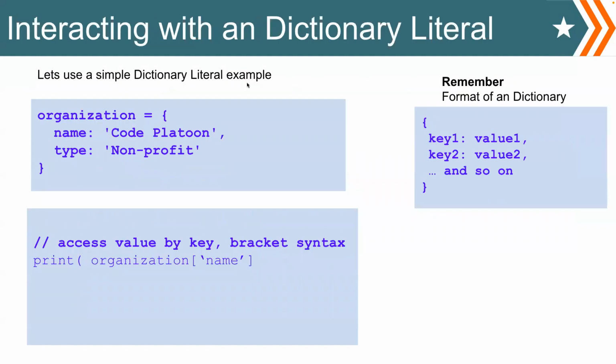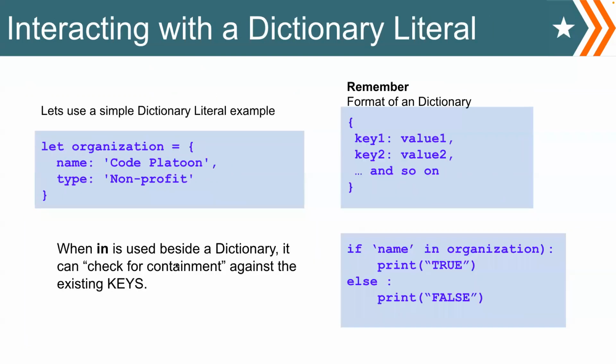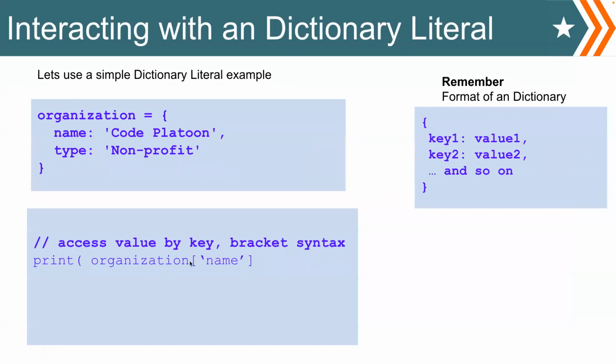All right, so let's use an example using a dictionary literal. Organization. So the organization has a name and a type. So Code Platoon, and it's a nonprofit. So we need to remember the format. In the format of a dictionary, we have the key and a value and so on. So if we want to access the value by key, we use the bracket notation. So in this example, we're going to print the organization. We start the brackets, and then we use name. So when this print statement gets processed, we'll see Code Platoon coming out onto our shell.